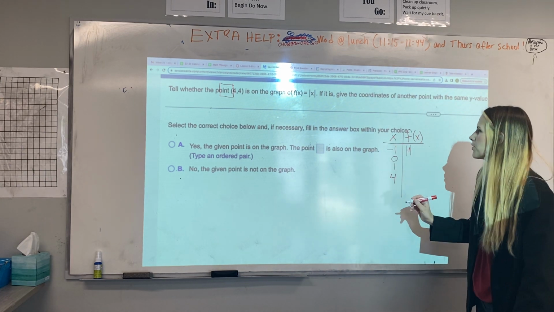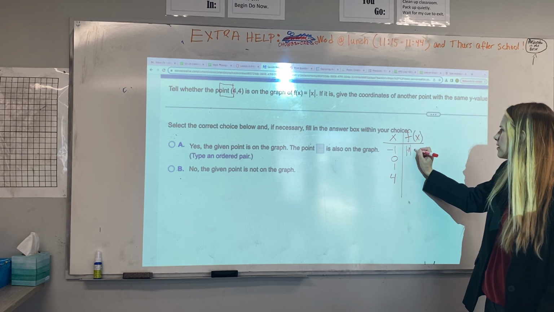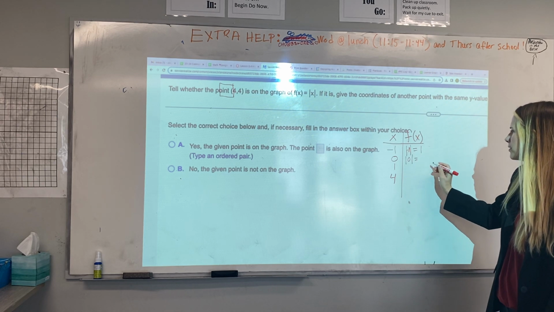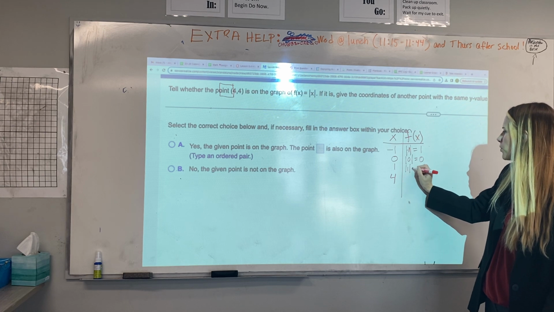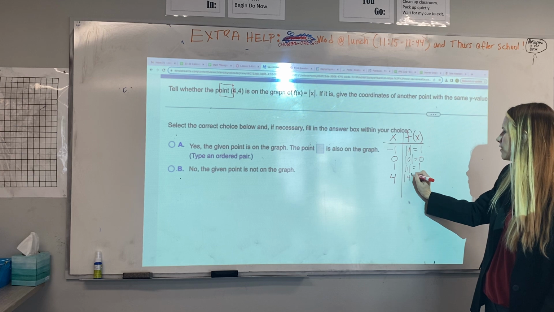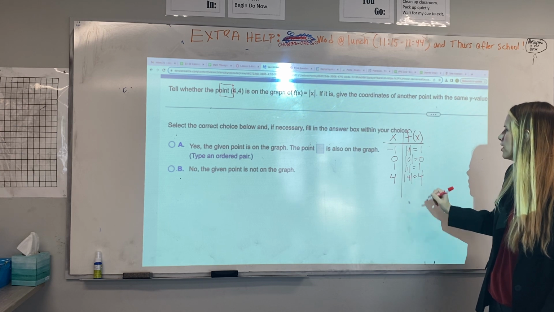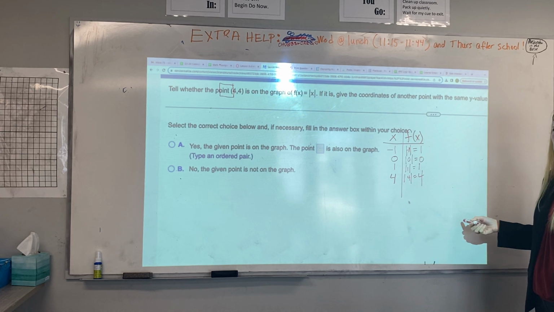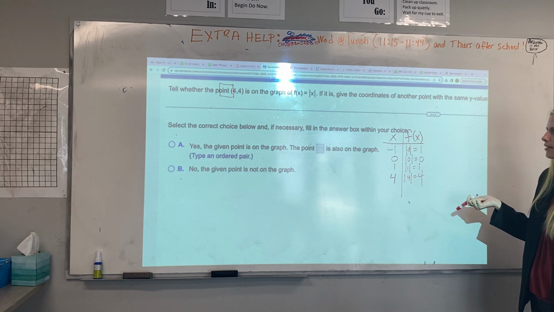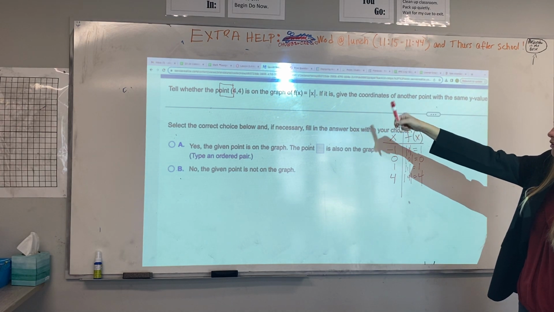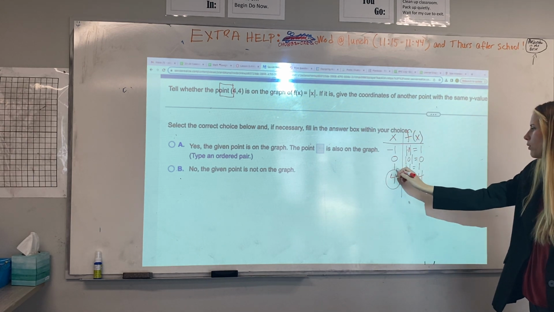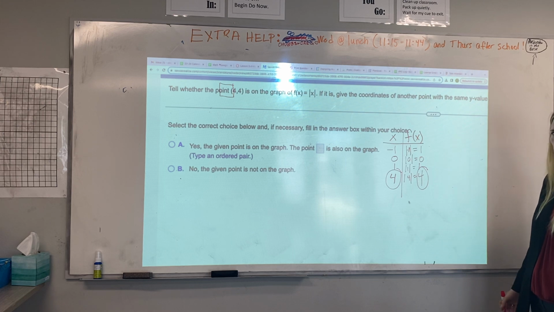Okay, what's the absolute value of -1? 1. Good. Let's try 0. What's the absolute value of 0? 0. Absolute value of 1? 1. Absolute value of 4? 4. Okay. So just looking at this input-output table, can we see that the point (4, 4) is on the graph? Yes. That is going to be on the graph.